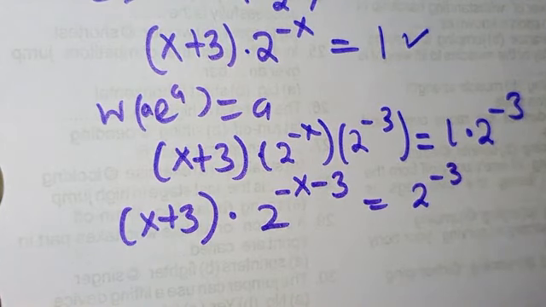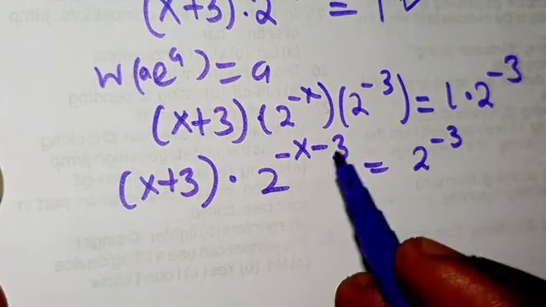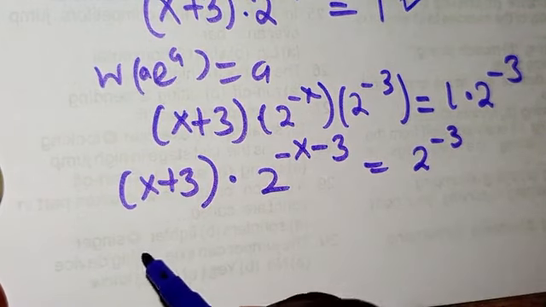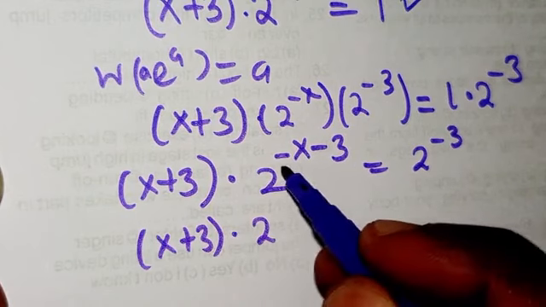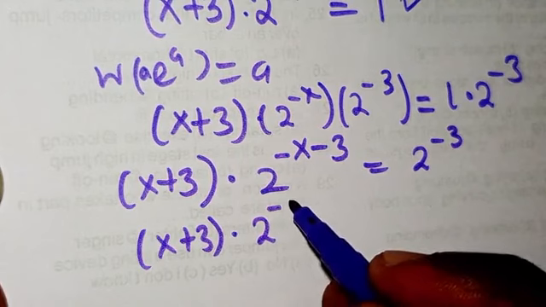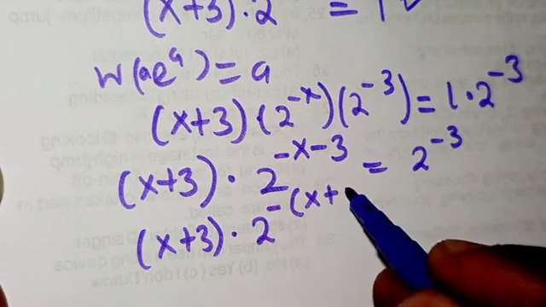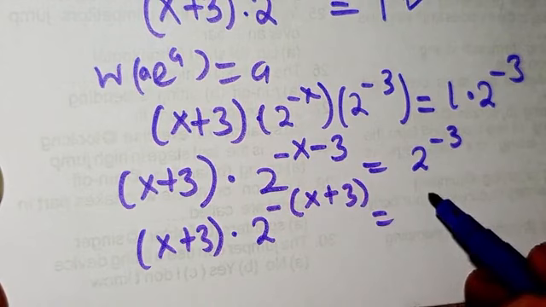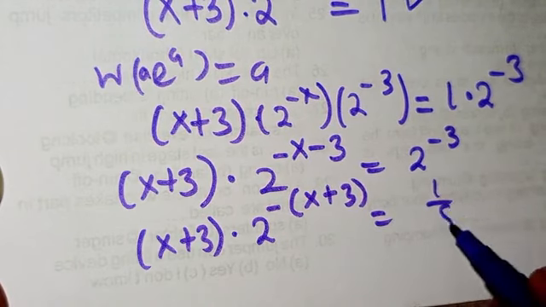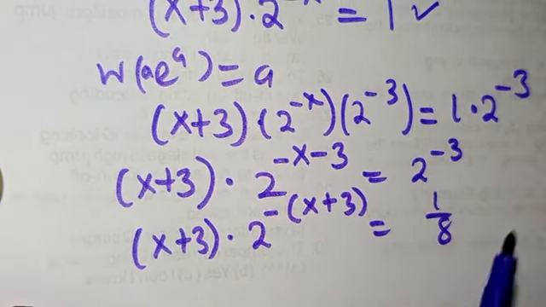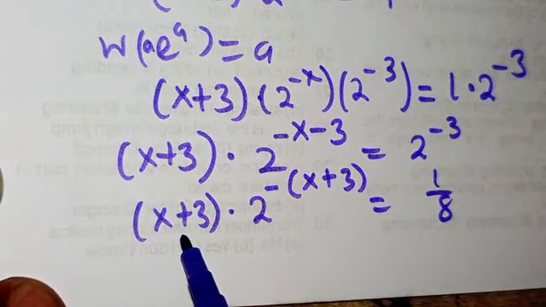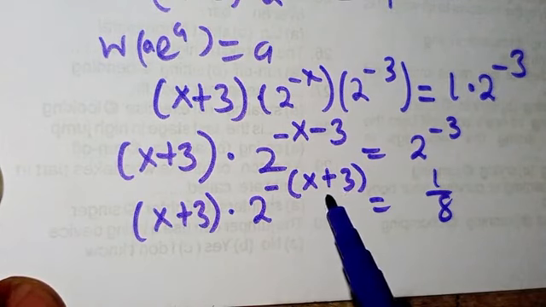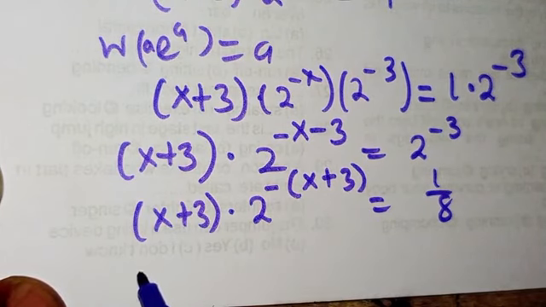Are you following? We can rewrite this power as x plus 3 multiplied by 2 to the power of minus, taking the negative out into a bracket, minus (x plus 3), which equals 2 to the power minus 3, and that is 1 over 8, from the law of indices. Now you can see that x plus 3 must be the same thing here, and we are having a negative here. Definitely you are going to multiply both sides by minus 1 again.